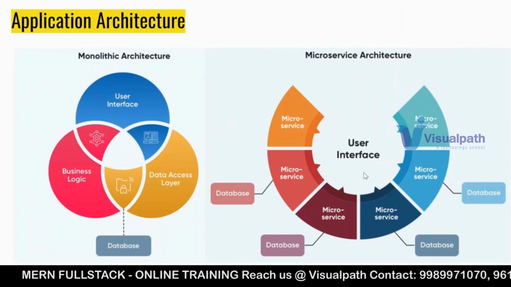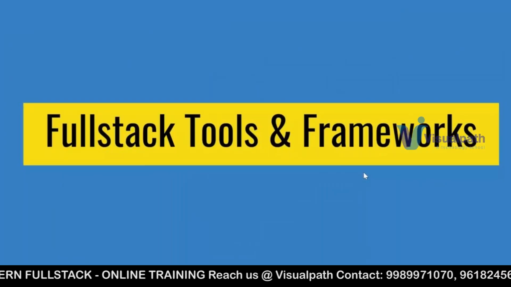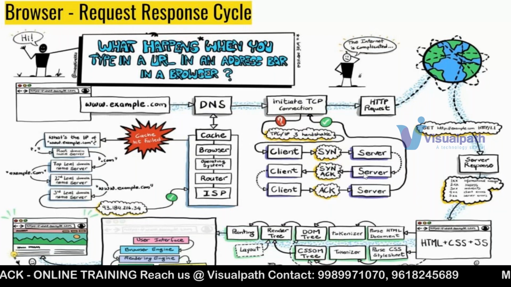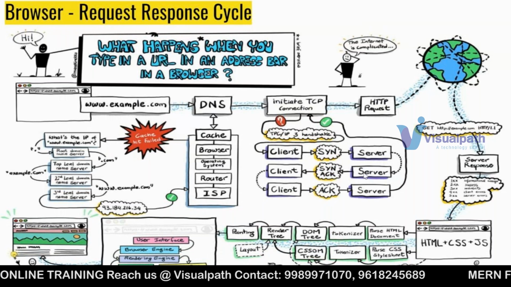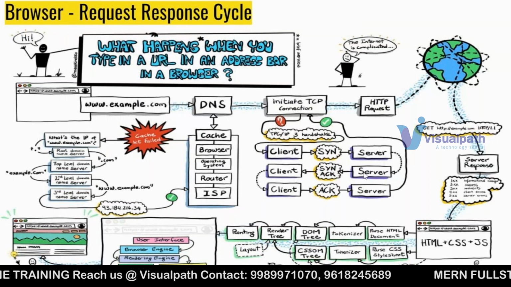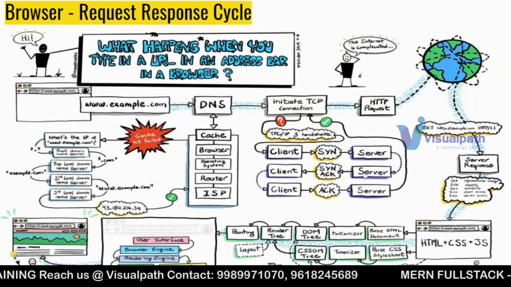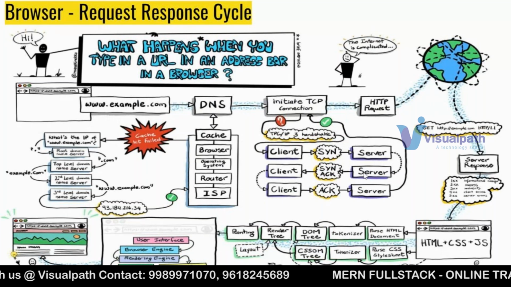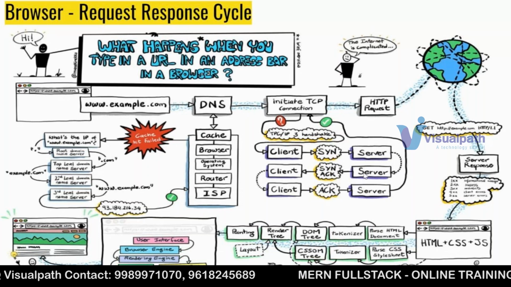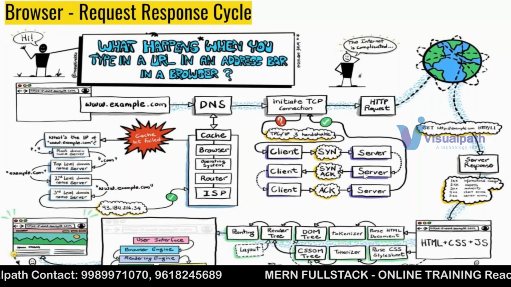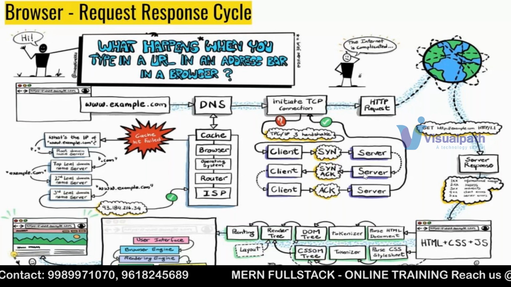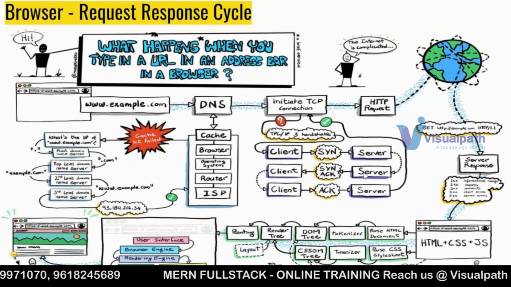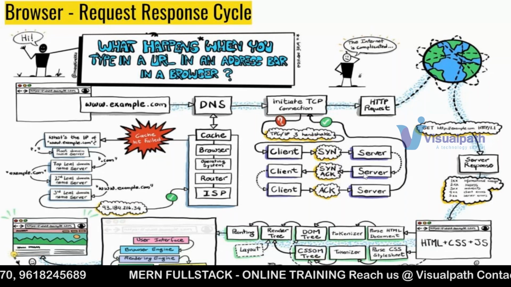And then full stack tools and frameworks. This is the browser request response cycle. What happens once we type a URL in the website: DNS, how the resolution of the website happens, the TCP connection, client server interaction, and then the HTTP request goes to the web, and then you get the response like 100, 200, 300, 400, 500. These are the server response codes.